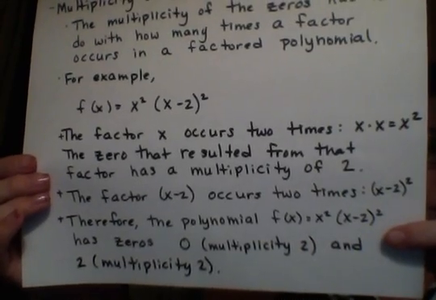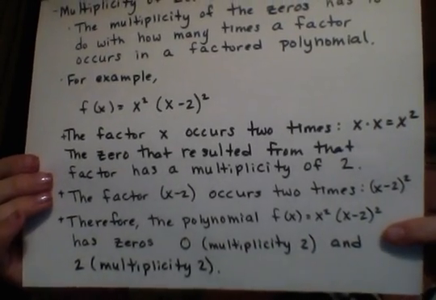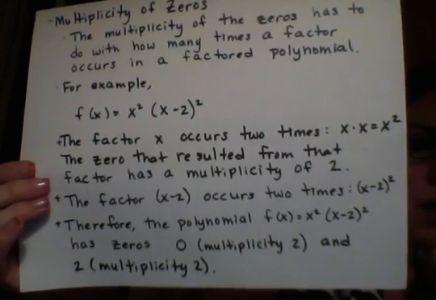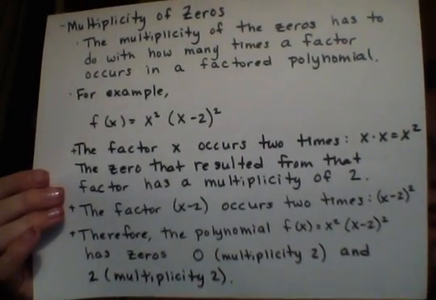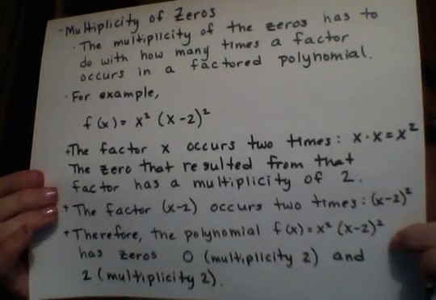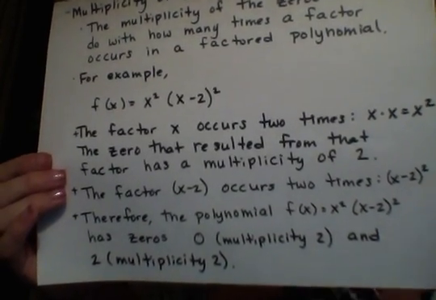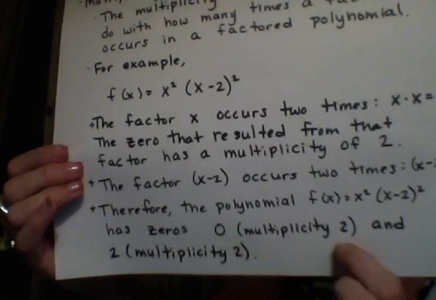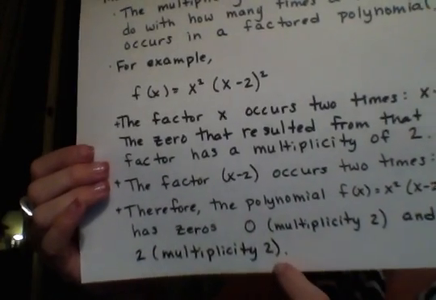The same thing goes for the other one, which was x minus 2. It occurs 2 times because it was x minus 2 squared. So the polynomial has the zeros 0, multiplicity 2, and 2, multiplicity 2.